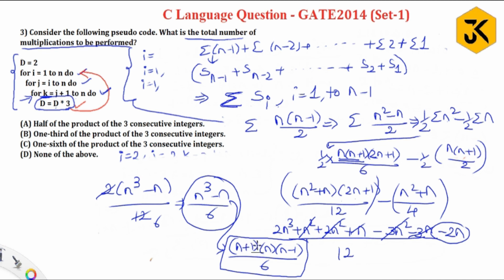Means what you can observe here, let us take n value, it is 3 consecutive numbers. Three consecutive numbers divisible by 6. Okay, that is our answer, right? So check any one of the answers, whichever is correct. Half of the product of 3 consecutive integers? No, it is not half, it is 1/6. So directly you can go for one, not 1/3. They have given 1/6 of the product of 3 consecutive integers. So answer is option C.